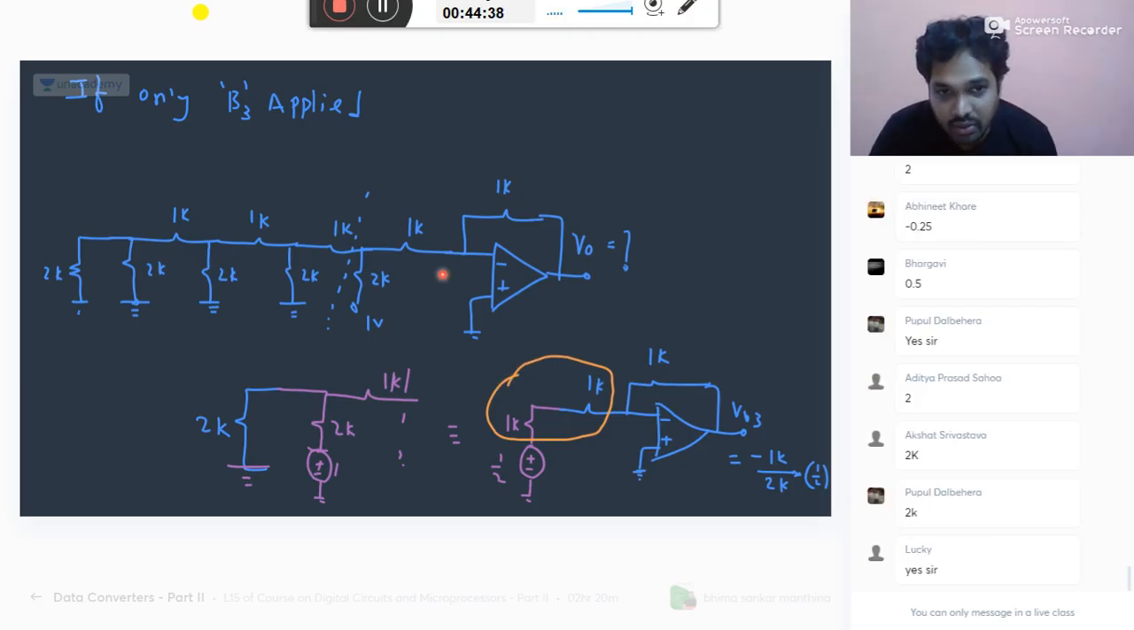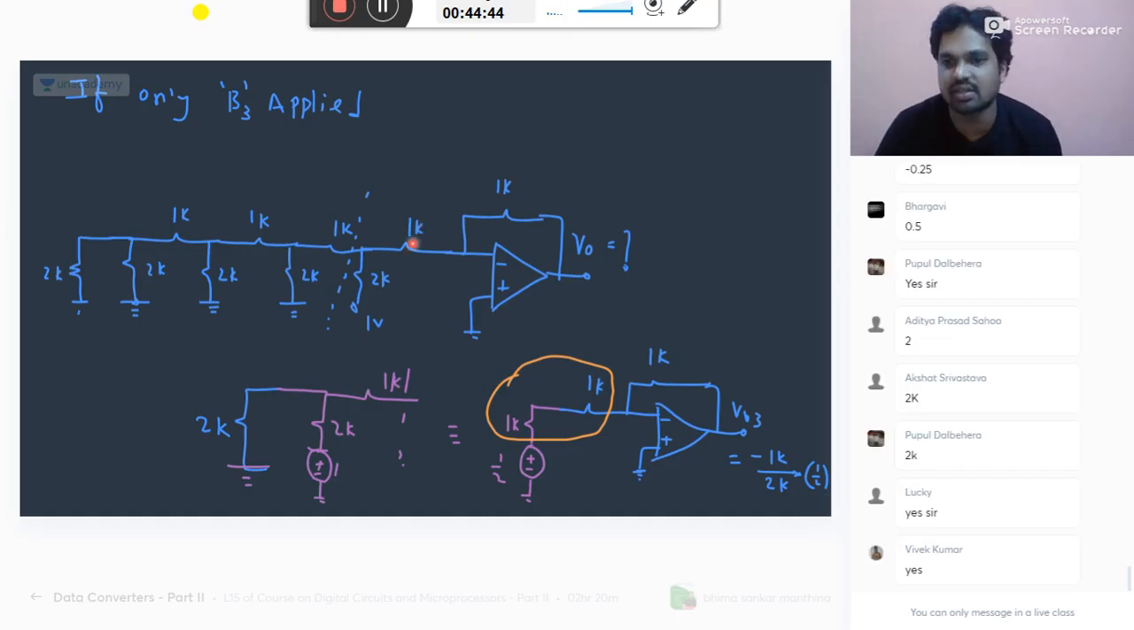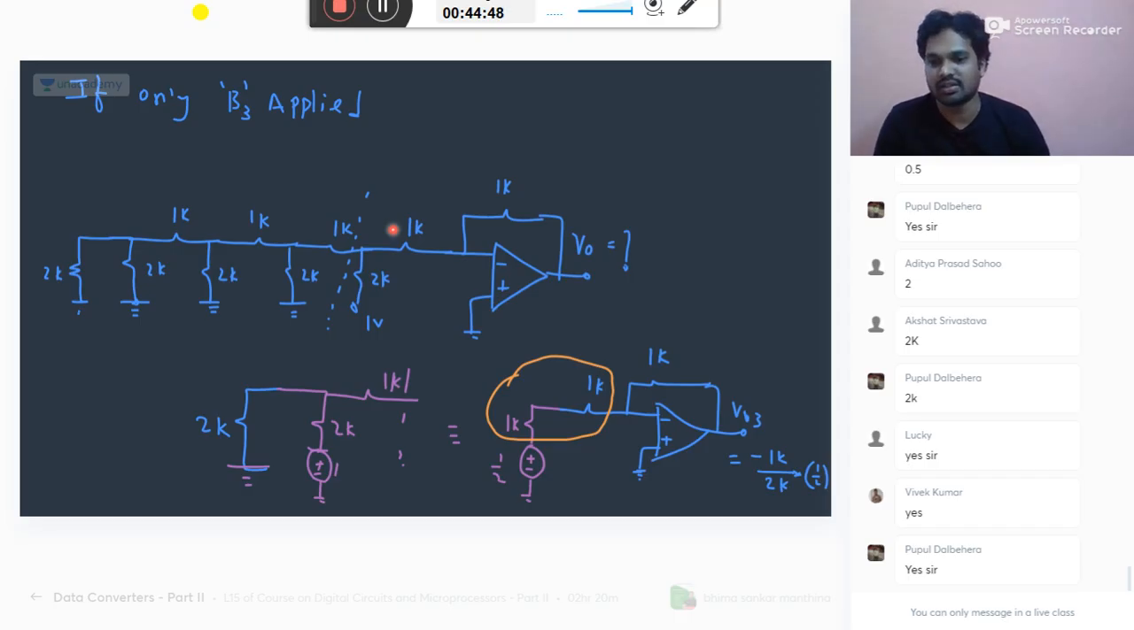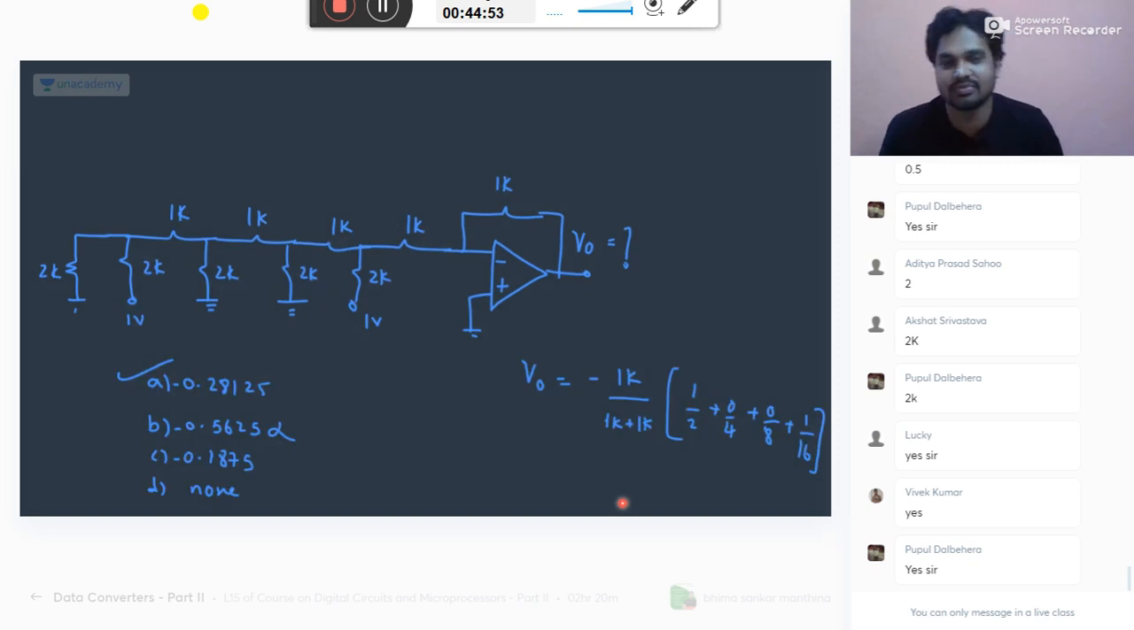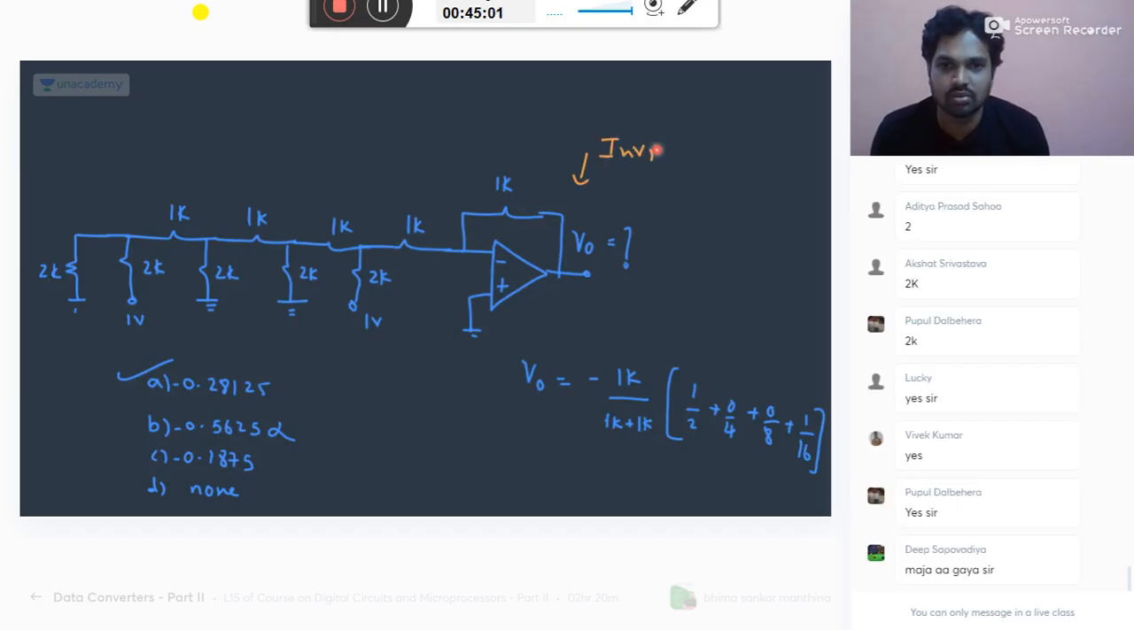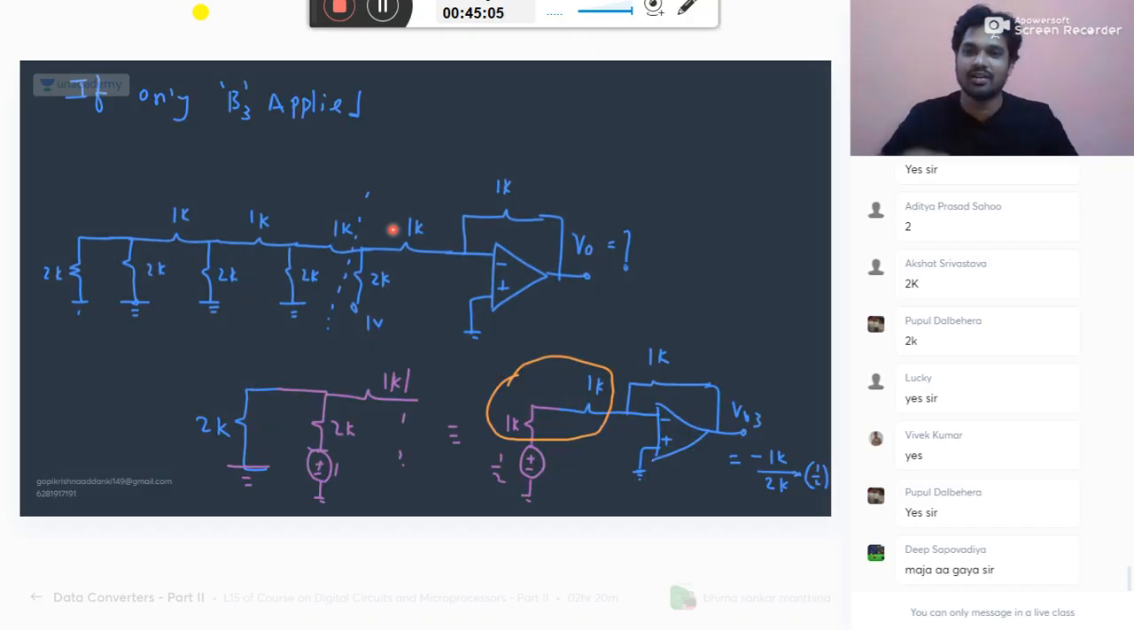If I don't keep this resistor, if this resistor is not given, your answer is correct. I kept this resistor here intentionally. Don't apply blind shortcuts. That is the lesson of this problem. This fellow will change your answer. Okay, this is inverting mode. Ajaya? Good.